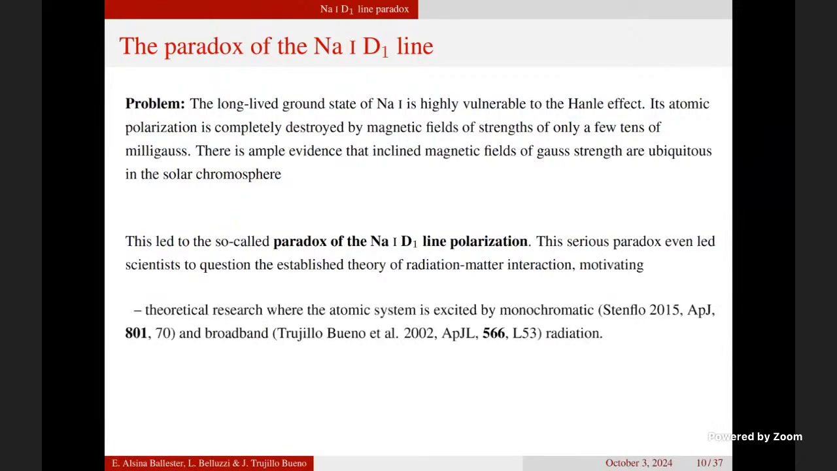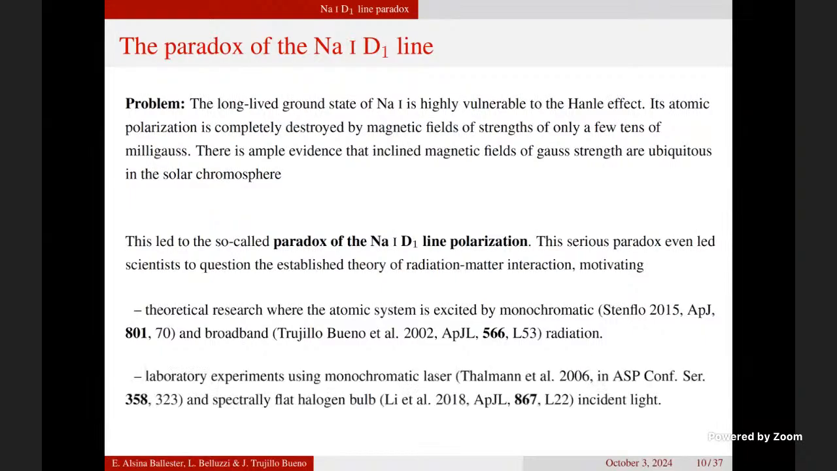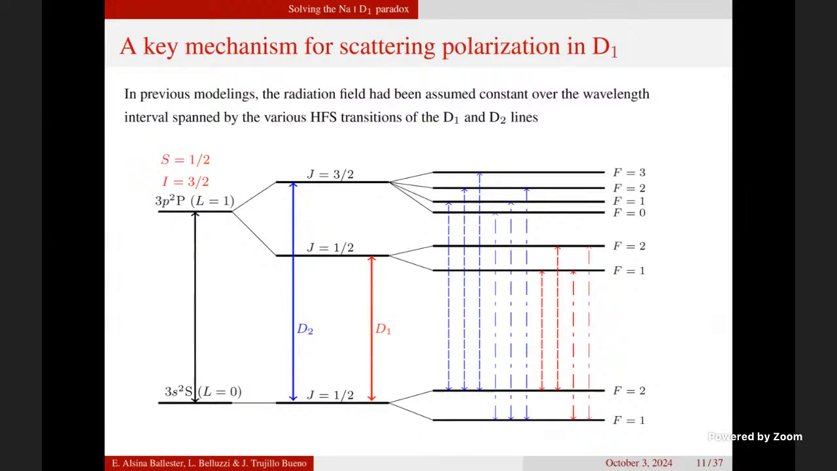This led to theoretical research, studying atomic systems excited by either monochromatic or broadband radiation, and laboratory experiments, again considering monochromatic lasers and spectrally flat light sources. And now I want to discuss a breakthrough that came a few years later. And to discuss this, first I want to point out that in previous modelings, the ones I had discussed before, the radiation field had been assumed constant over the wavelength interval spanned by these various hyperfine structure transitions. So they would all see the same radiation field.